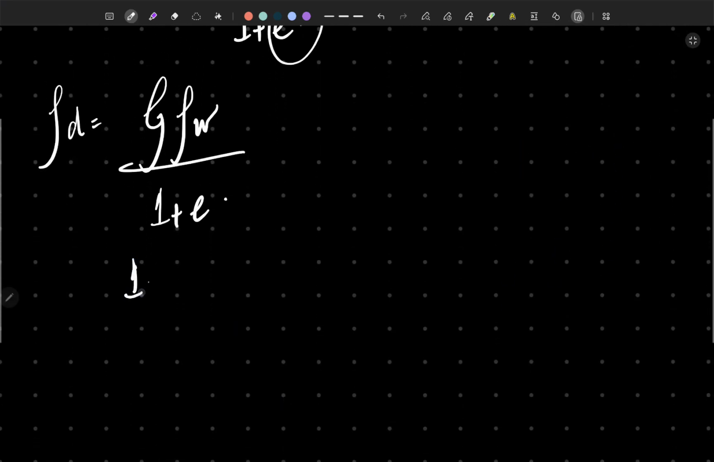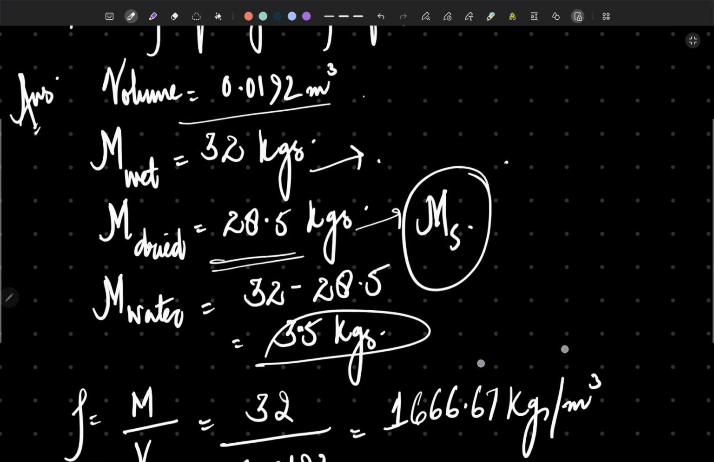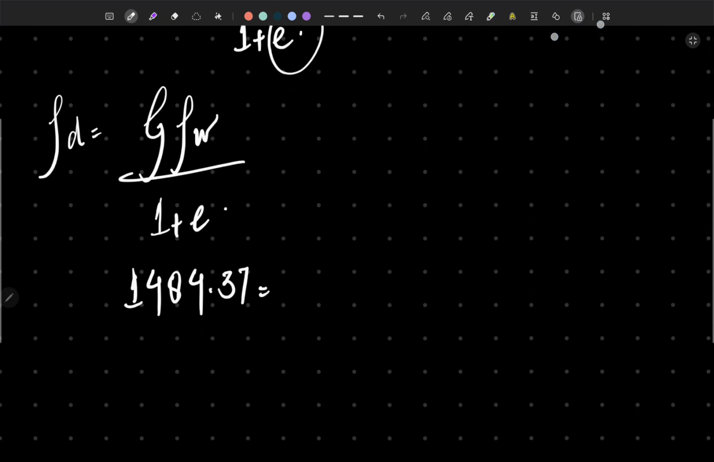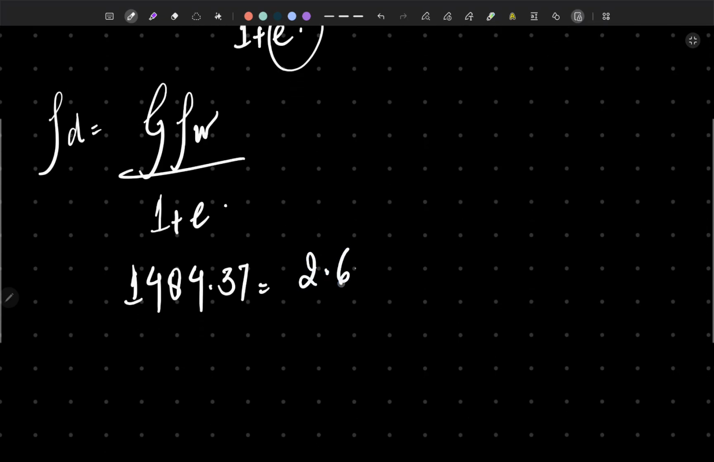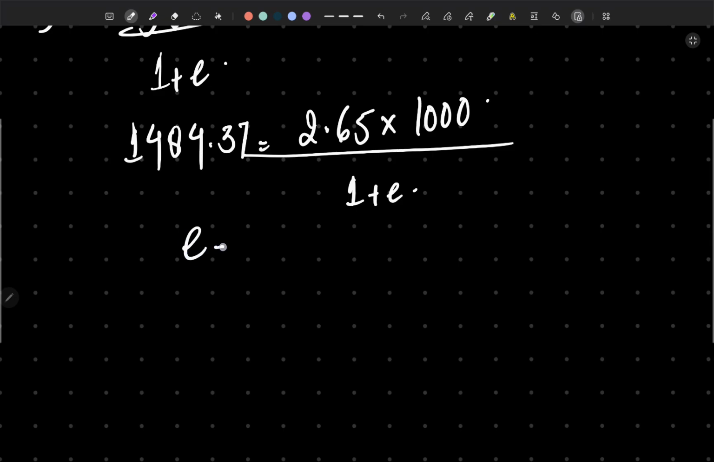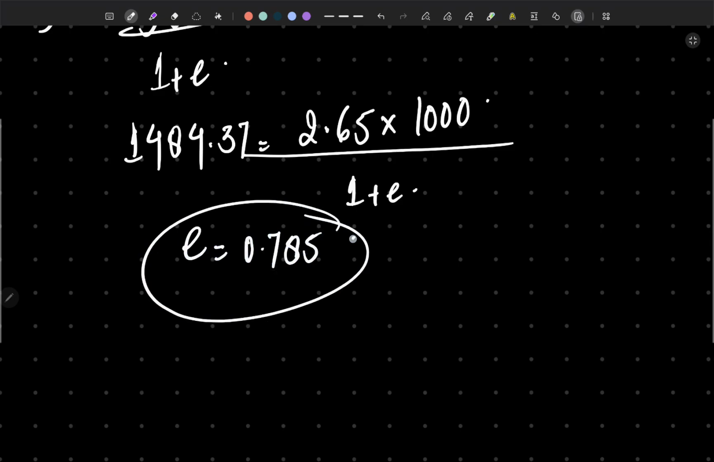I'll be substituting the same value over here, 1484.37. G, we have been asked to use how much? Let me get back to the question. Take specific gravity of solids as 2.65. So 2.65 times density of water, 1000 kgs per cubic meter, divided by 1 plus e. Upon calculations, e comes equal to 0.785. That means the void ratio is 0.785. All right.